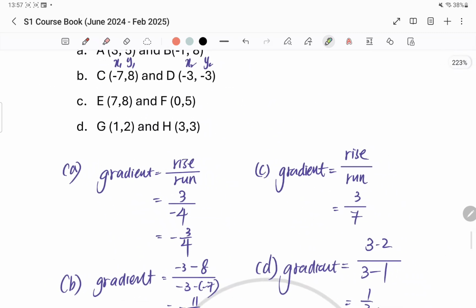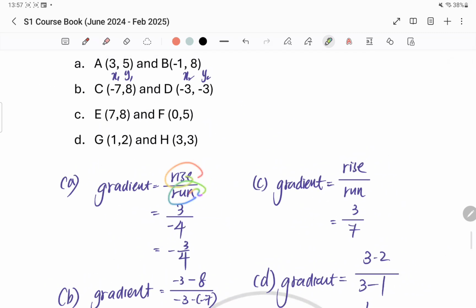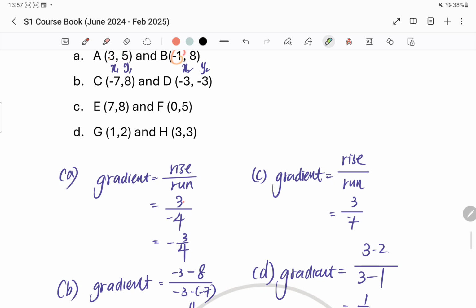So here the gradient is rise over run. For rise, this one is 8 minus 5, which is y2 minus y1, which is 3. Negative 1 minus 3 is negative 4. So here you have negative 3 over 4. So here you know there is a negative gradient. The line is going downwards.